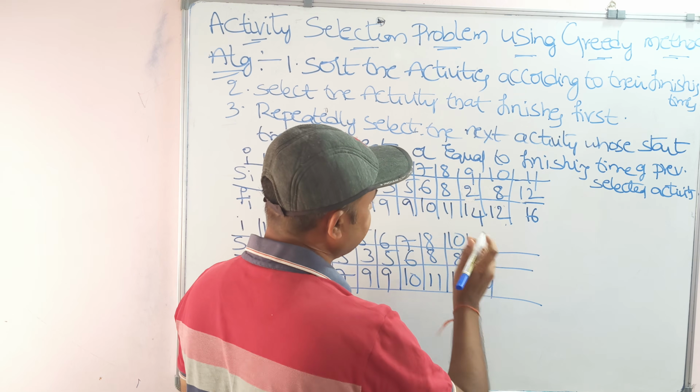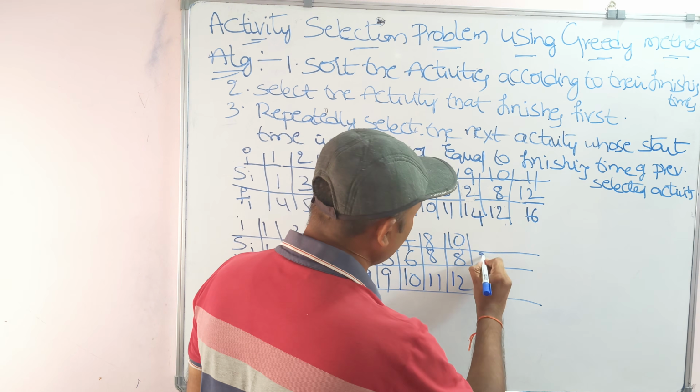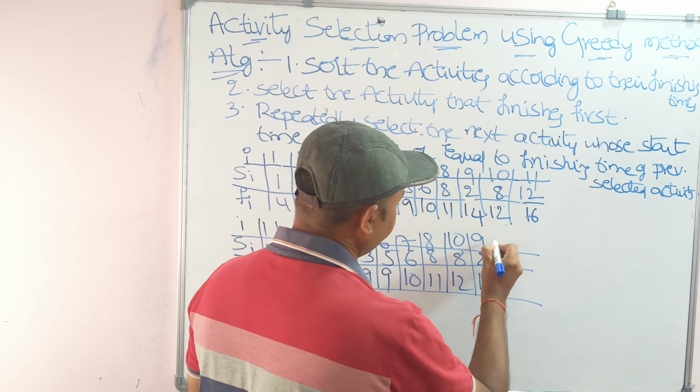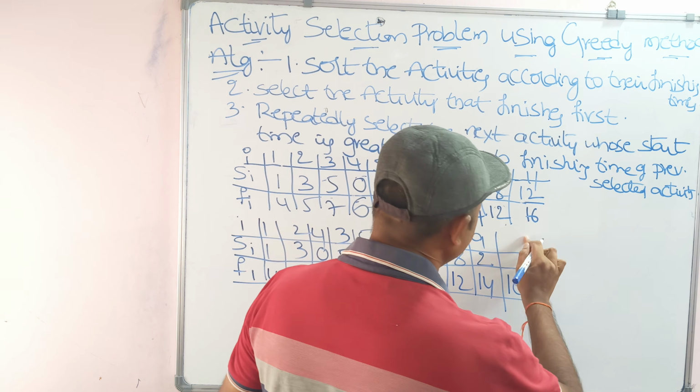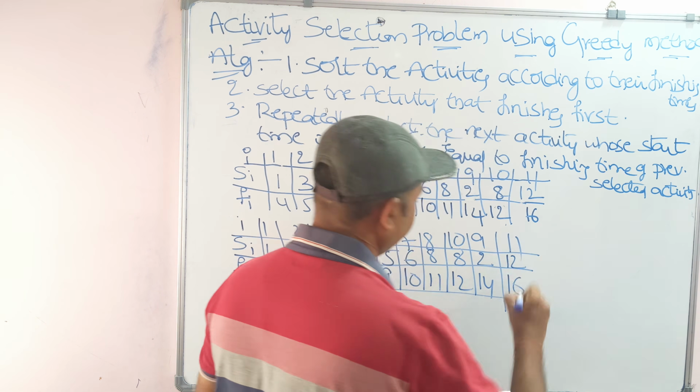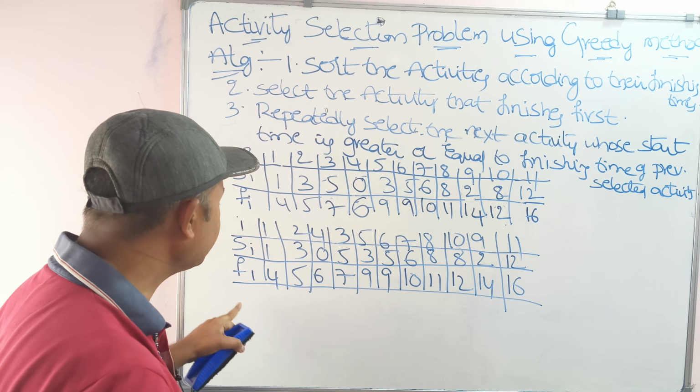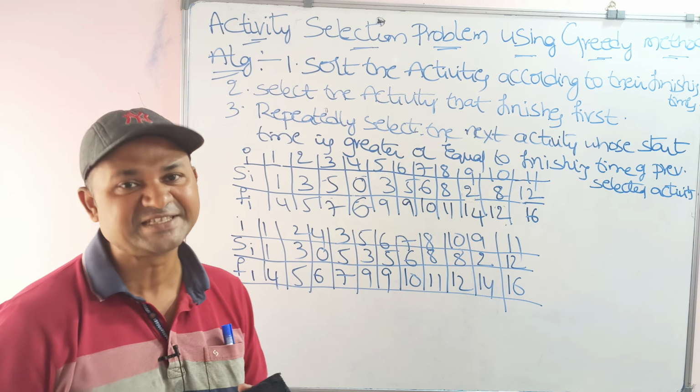The activity number is 10. 14, starting time 2. The activity number 9. Next 12, 14, 16. It is in ascending order only. 16. So 12, 11. So first we have to sort the activities based on the finishing time.